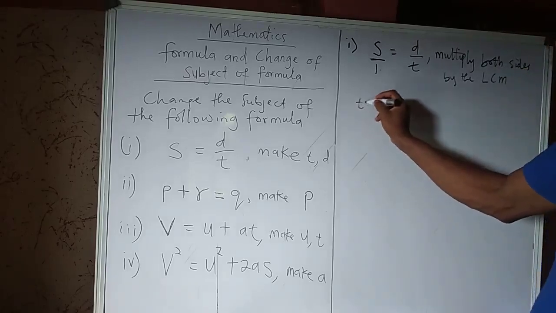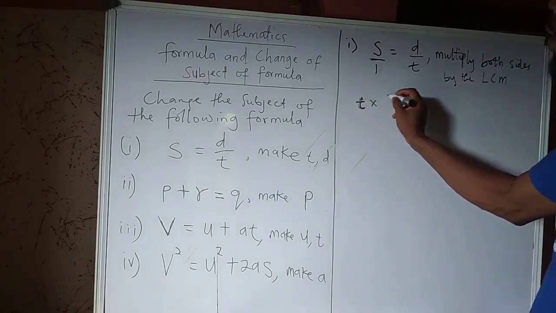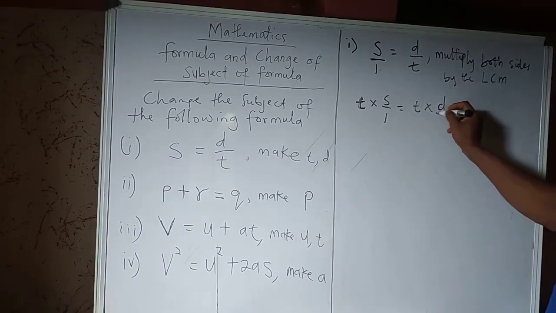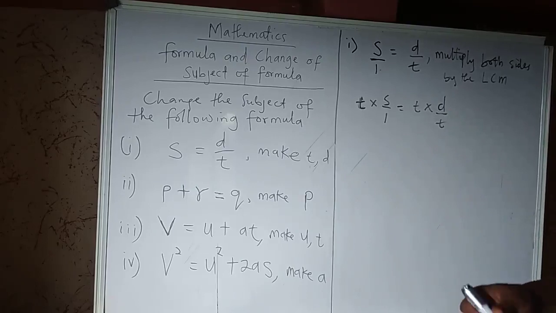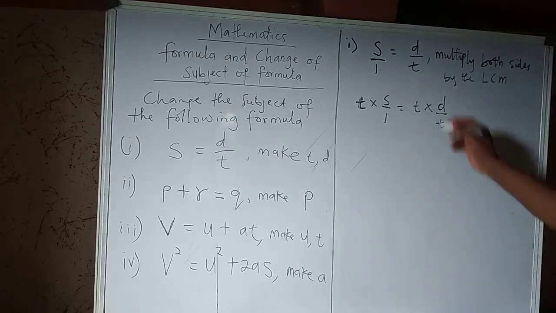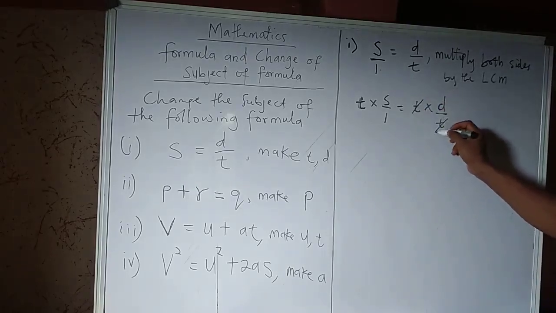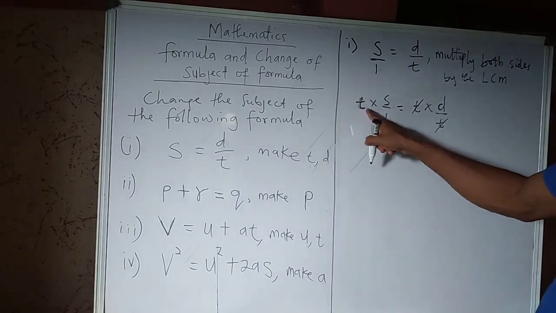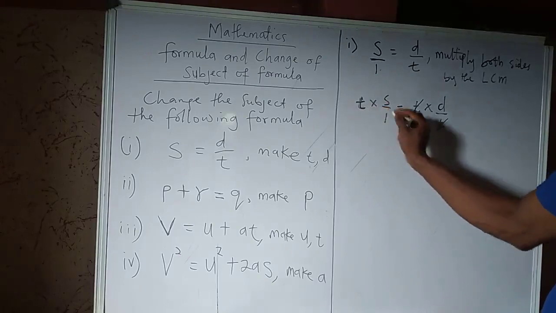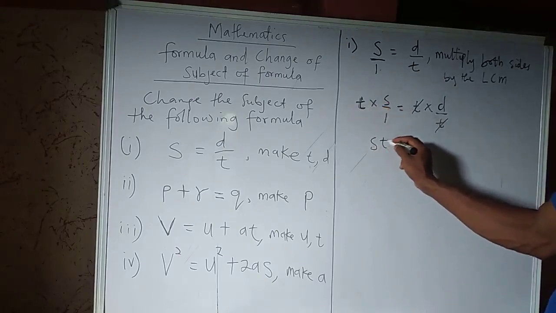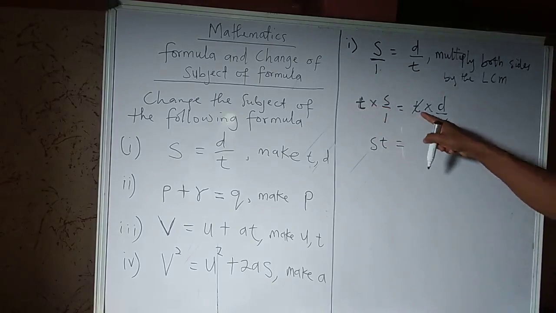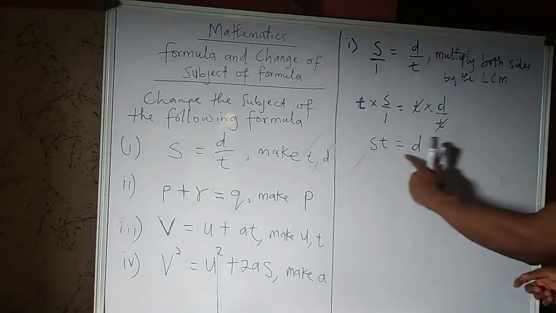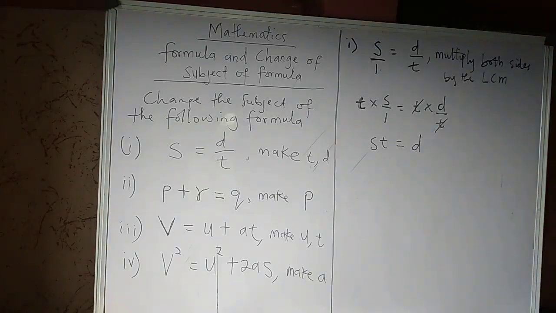So when I have T, then I'll have T times S over 1 equals T times D over T, right? So once I get that, you find out that this T is going to cancel out this T. T divided by T will become 1. So here it's going to be T times S, I can write that as ST equals D, right? That's what is left here. So I now have ST equals to D.